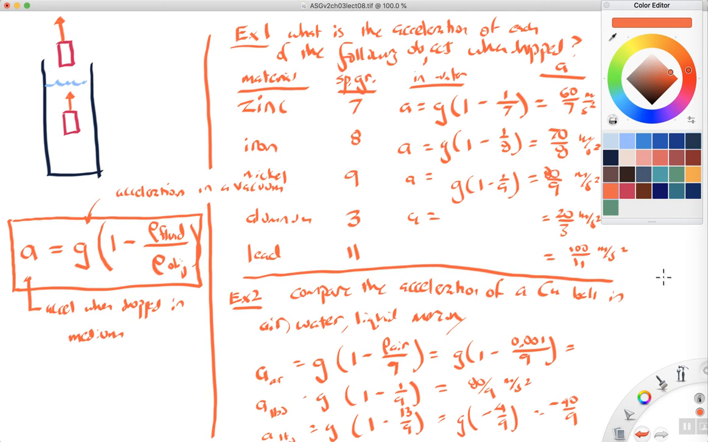Okay, so I think you're getting a sense of how the buoyant force affects the acceleration of an object in that medium. Okay, and why don't we stop there? And I think we'll probably go on to chapter 4 next time.